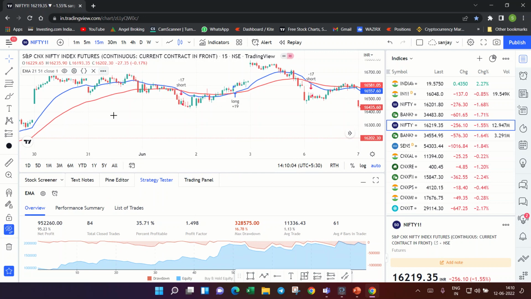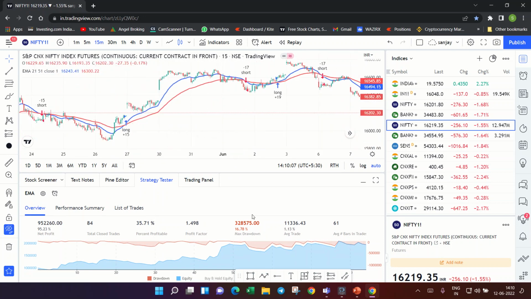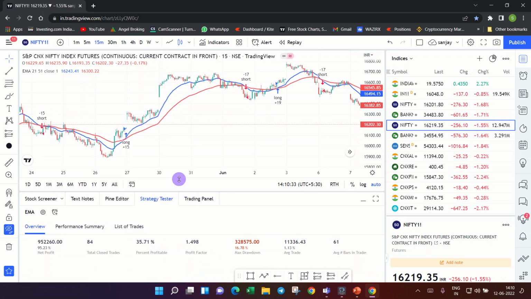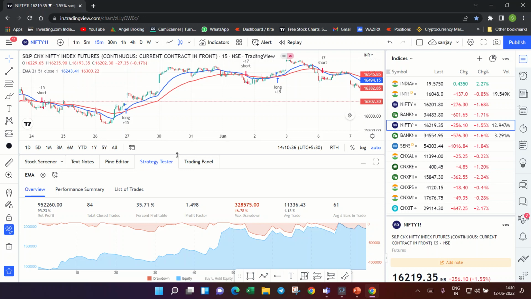So on the 15 minute time frame, this strategy is working fine. The max drawdown is only 16% of your capital, the net profit is 95 percent, and 84 trades have been placed by this strategy, and it is only 35.71% profitable. Out of 100 trades, only 35 trades will get you a profit. The other 65 trades will be losers. But even after 65 losers, this strategy is able to give you profits. Right?